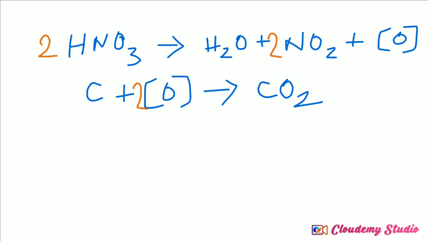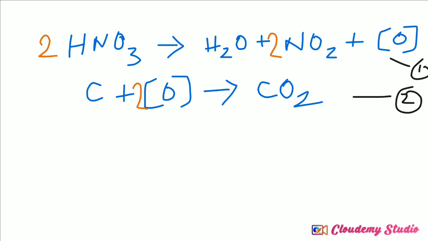Now at the second equation, the second stage, we can number the equation. This is equation 2, the second equation. This is equation 1, the first equation.